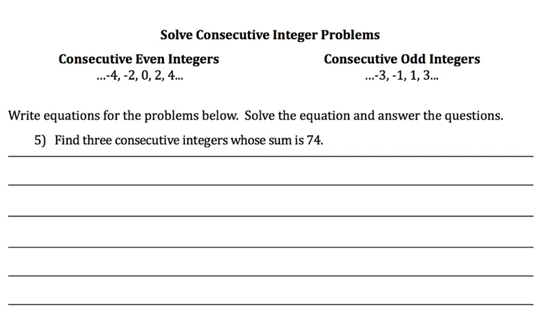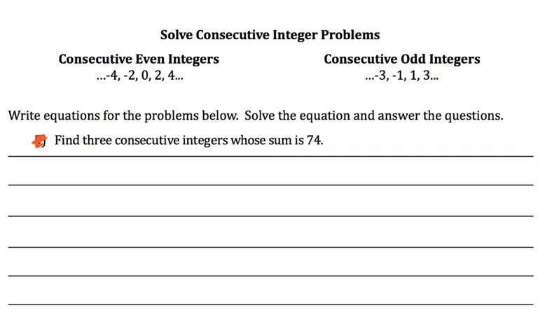So write equations for the problems below. The numbering might be off, so you can ignore this if that bothers you. Write equations for the problems below, solve the equation, and answer the questions. Find 3 consecutive integers whose sum is 74.